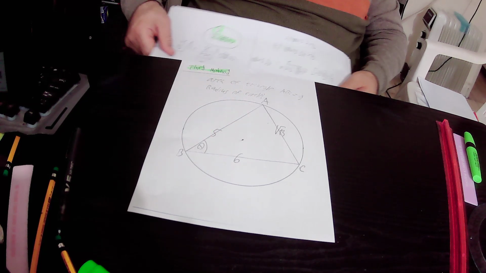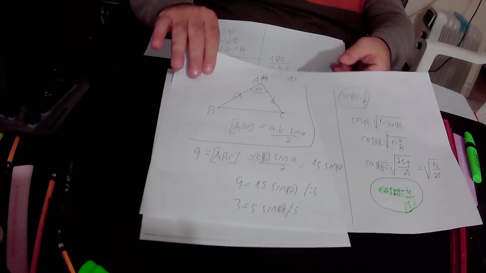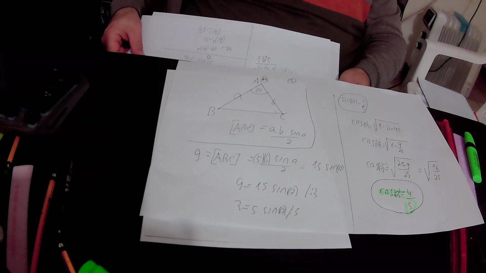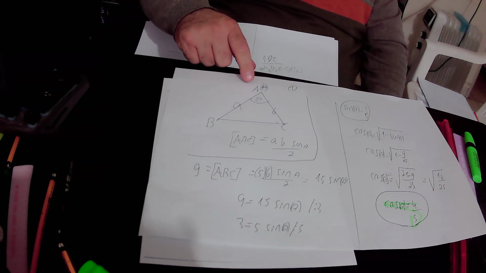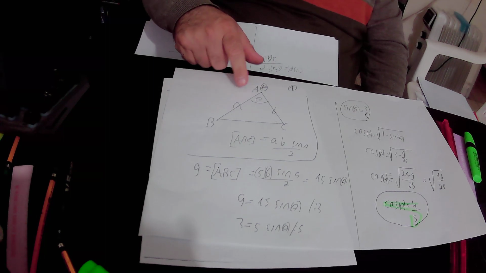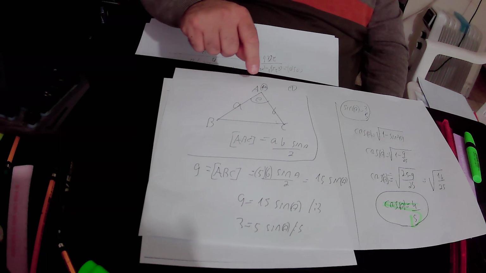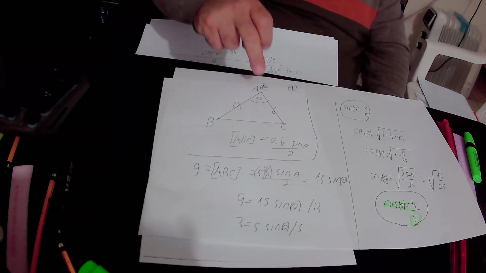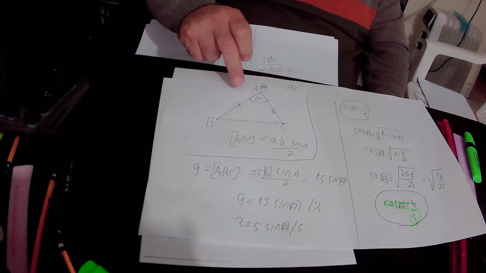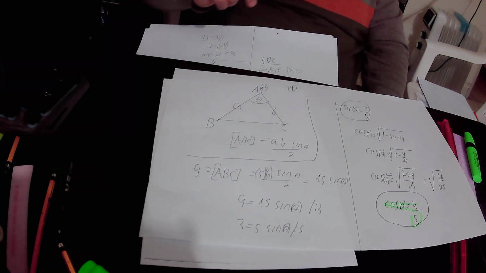And then we have a special formula to find the area of any triangle. The area of triangle ABC, which could be any triangle: side AB equals A units in length, side AC equals B units in length, and the angle between side AB and side AC is theta. Then the area of this triangle ABC equals A times B times sine theta over 2.